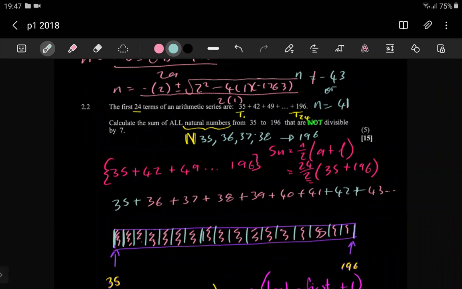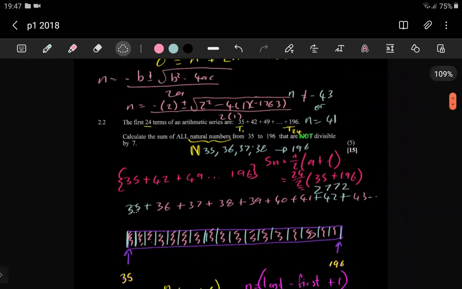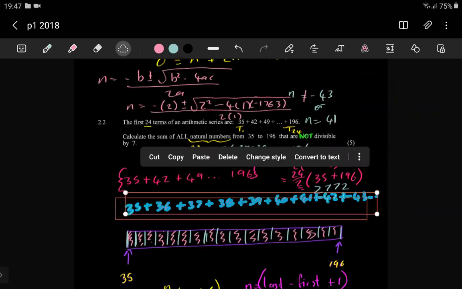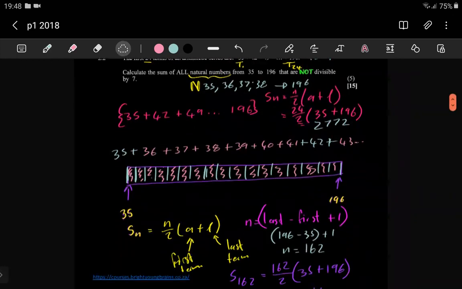It's 12 and then 196 plus 35. 231 times the 12. So this will be 2,772. If you've worked it out in the calculator and you're getting something different, please let me know before I mess up.